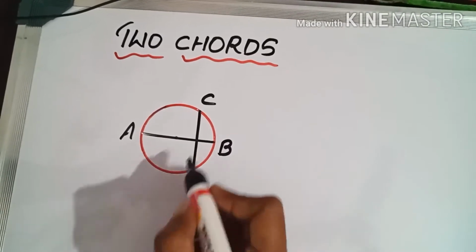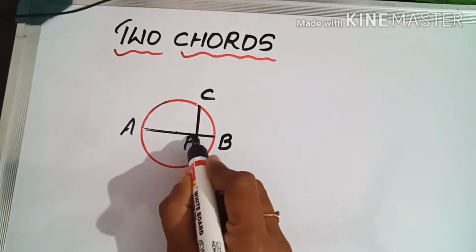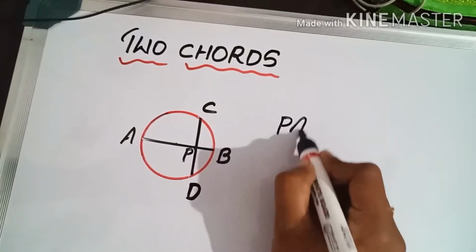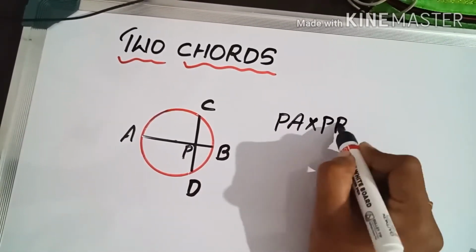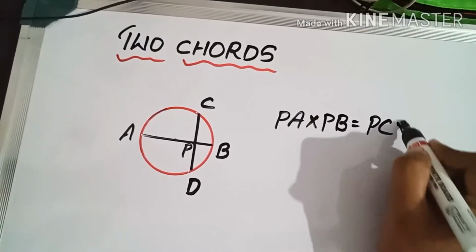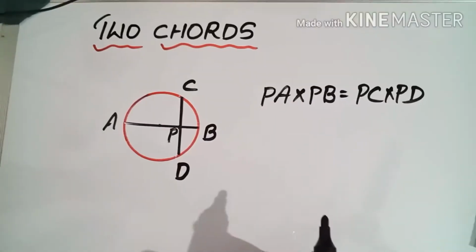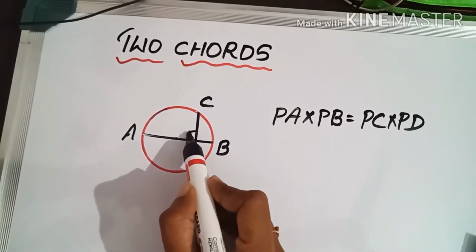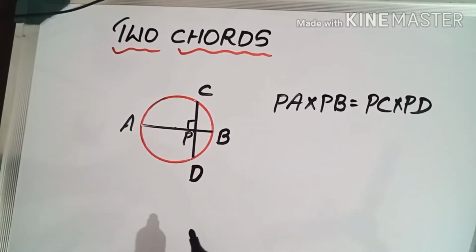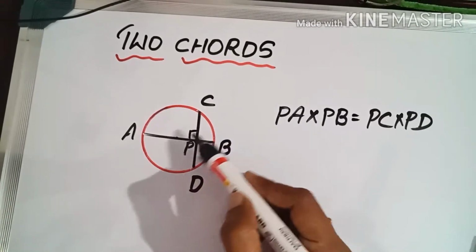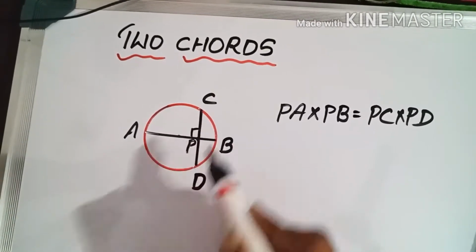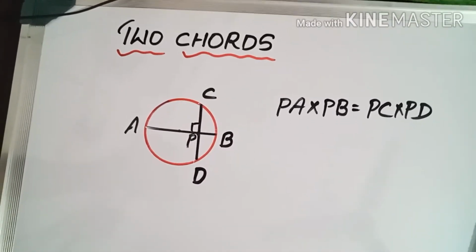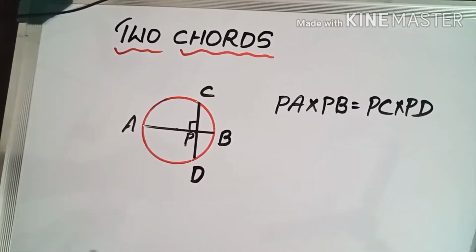In addition to that, one more thing is there. First of all, let's write the parts. Let's consider that point as P. So here PA into PB equal to PC into PD. Now this is a perpendicular chord. If it is a perpendicular chord, we learned that a perpendicular line will cut a line into two equal parts. That means PC and PD will be equal.